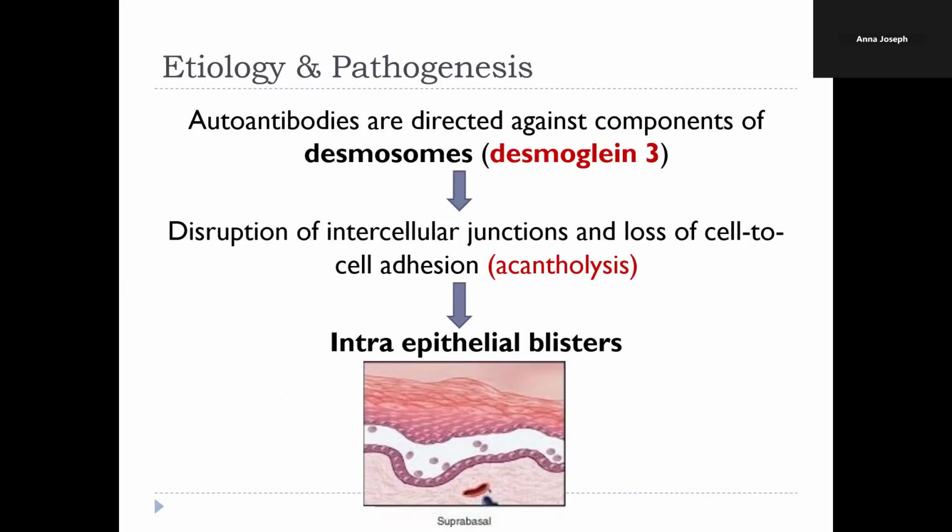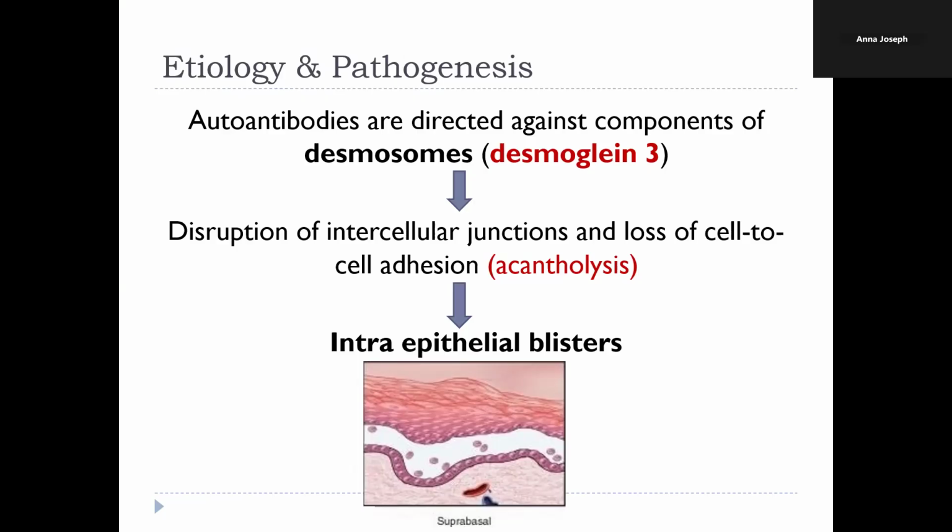Coming to the etiology, or the cause and how the disease progresses, pemphigus is caused by autoantibodies which are directed against components of desmosomes. Namely, the component is termed as desmoglein. These desmosomes are seen as part of the intercellular junctions. Now, when these desmosomes are attacked, it causes disruption of the intercellular junction, and this results in loss of cell-to-cell adhesion, a condition which is termed as acantholysis.